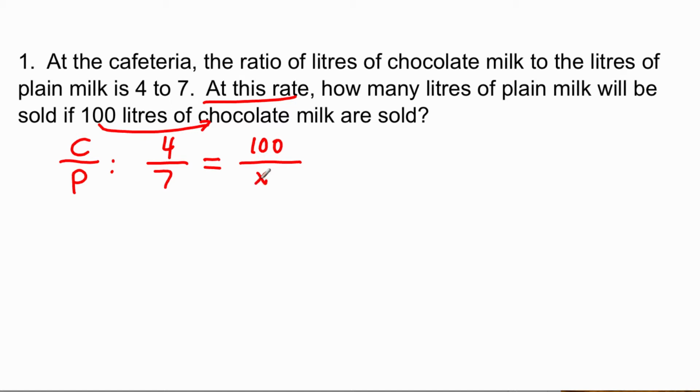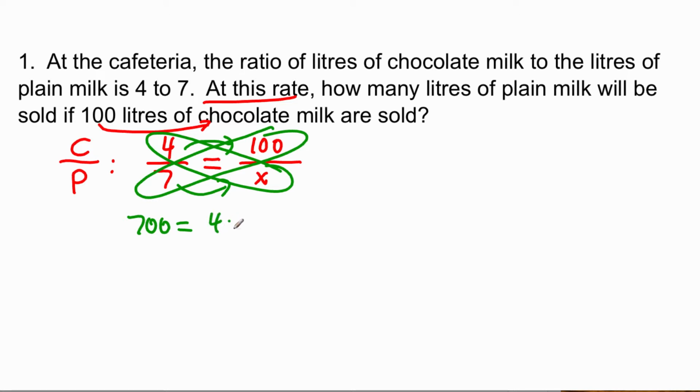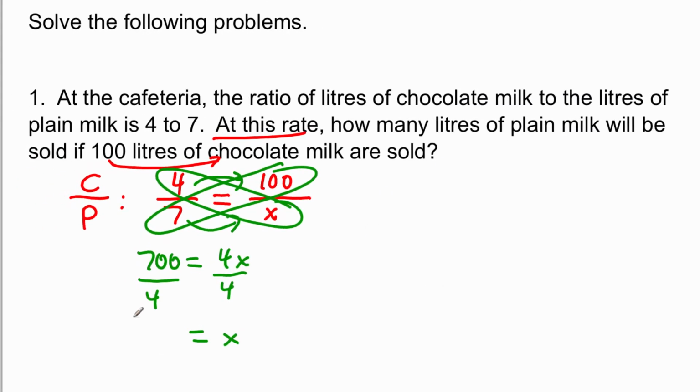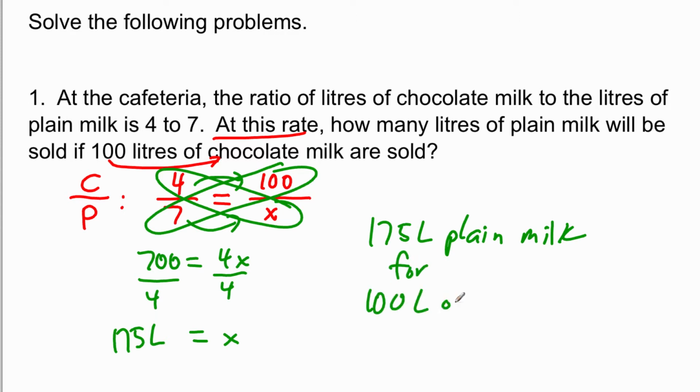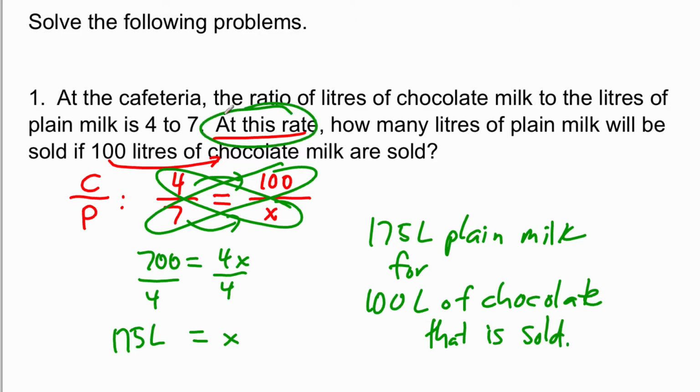And so we've set up our proportion that we need to find the missing term for, and we can go ahead and solve this. One way to solve it would be to notice that that's multiplied by 25, so we'd have to multiply by 25 going that way. You could certainly solve it that way. We could also use our cross multiplication method. We know that this cross product, 700, would have to equal this cross product, which is 4x. And then if we divide by 4, we get 175. So we have 175 liters of plain milk for 100 liters of chocolate that is sold, assuming the ratio stays the same, which we're told it does at this rate.